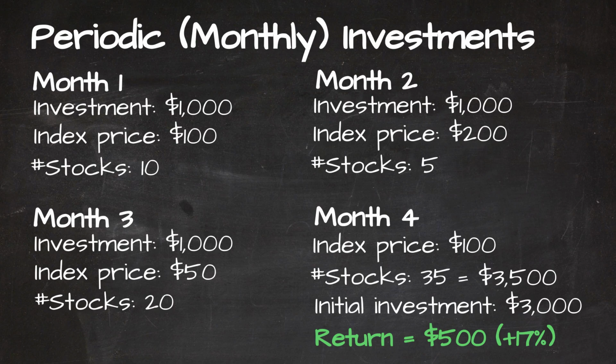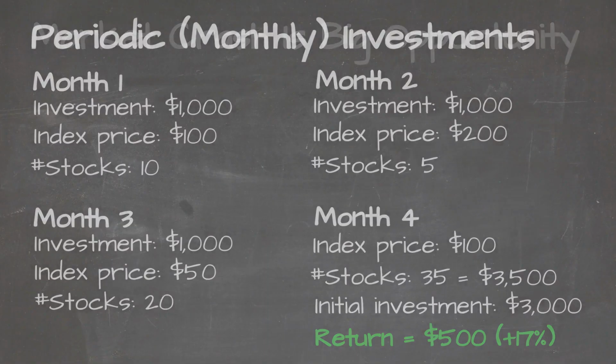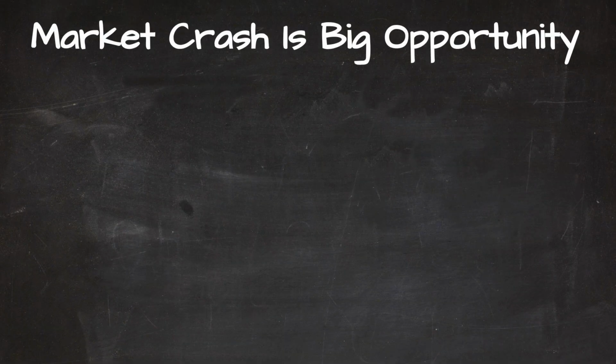That's 17%. So how come you earned money while the price stayed the same? It's because when the price was high, you buy less stocks, and when the price was low, you buy more stocks. The reason why people fear to invest in the stock market is because markets crash. However, market crashes are very normal, but also are a big opportunity.